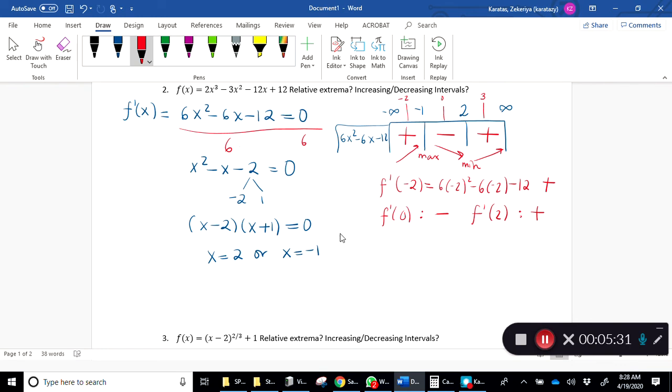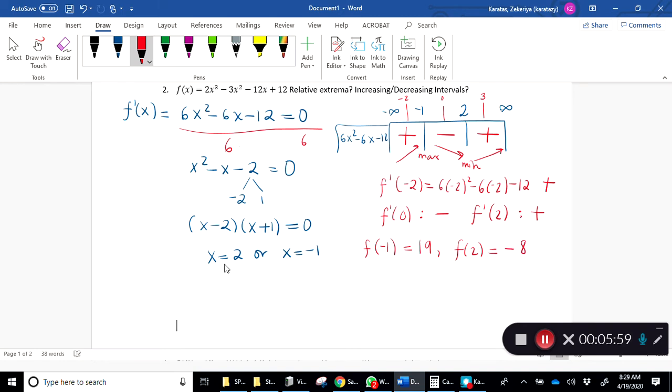So let's just write down now, you plug these numbers into the actual function f. Let's just give some space for us. If you look at f of -1, you can plug that into the original function. f of -1 will be 19, and f of 2 will be -8. So here we go, we write our conclusion.